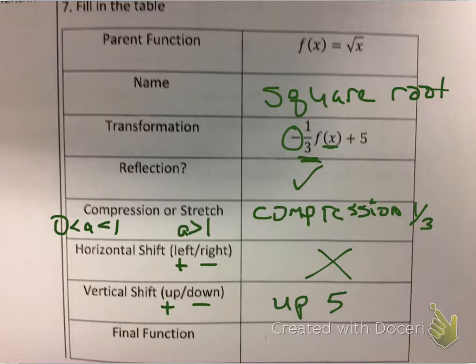The final function, okay, so basically I'm putting this square root of x in place of the f of x. So I'm saying -1/3 square root of x plus 5. Notice all I did was kind of substitute the square root of x in place of the f of x. You can put the f of x in front, I don't mind, but there you go.